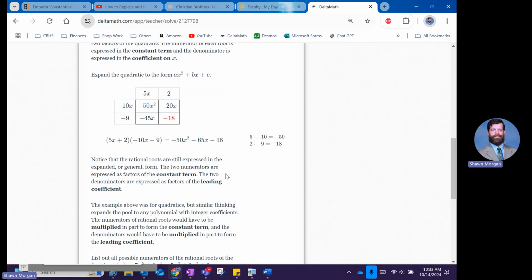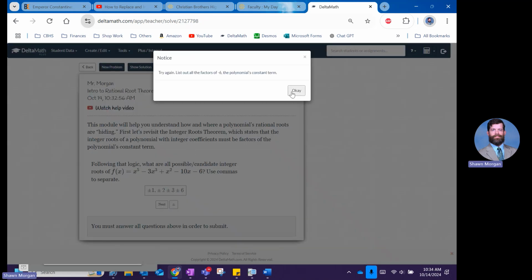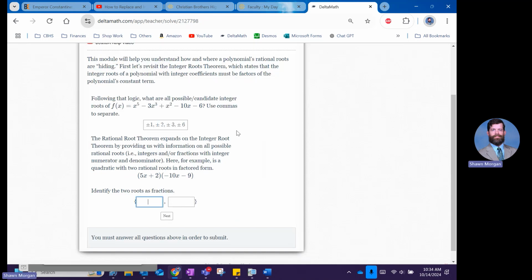I like their explanation for most of these problems, right? And like I've been asking you guys, it says separate them by commas. So plus or minus 1, plus or minus 2, plus or minus 3, plus or minus 6. List out all the factors of negative 6. Oh, snap, crackle, pop. Thank you. All right. And then it says, okay, now do P over Q. Now, Q being 1 here, I'm just going to rinse and repeat.